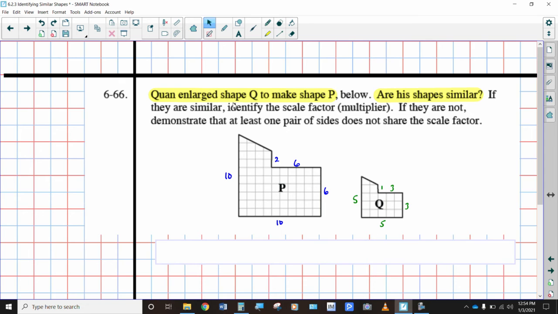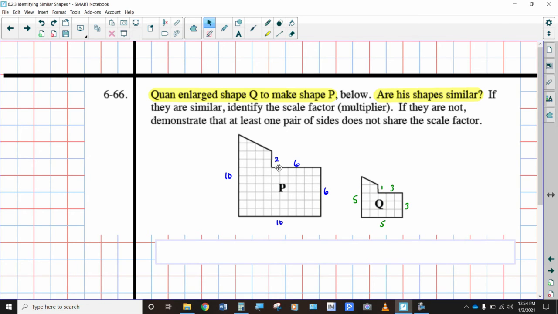All right, so Quan enlarged shape Q to make shape P below. Are his shapes similar? If they are similar, you should notice that the corresponding angles appear to have the same measure. But one other piece that is really important to note is that when you have similar sides, that means the corresponding sides are proportional in nature. And there's a scale factor that you can apply.